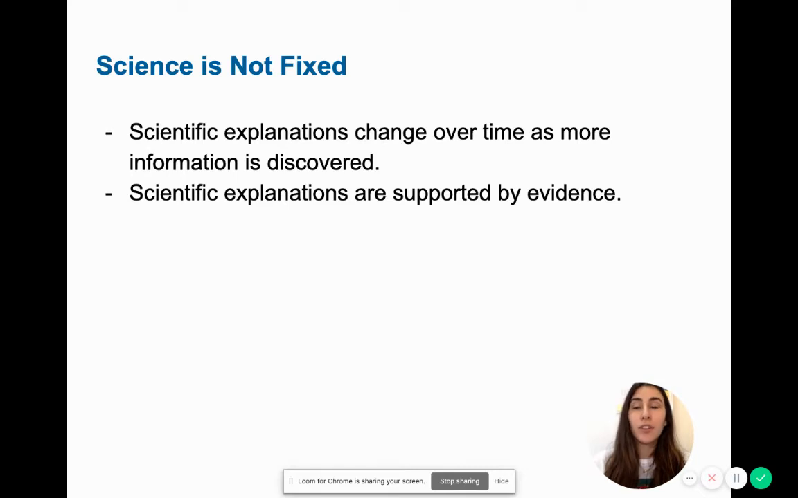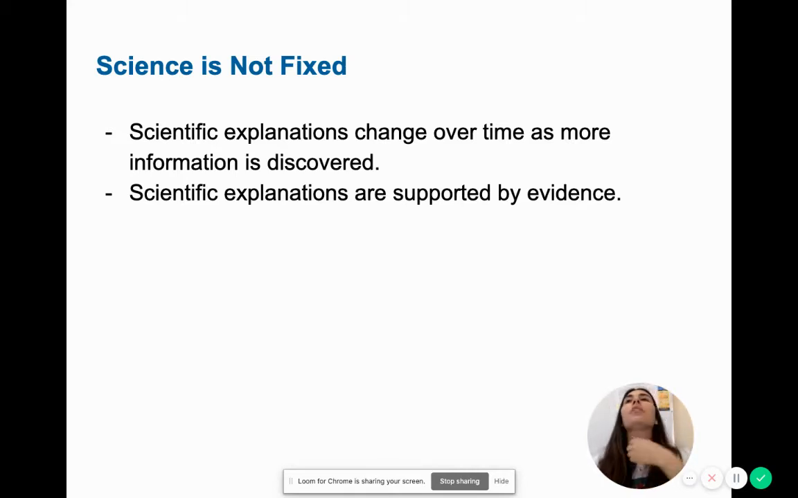A lot of the times there are certain theories out there that end up being disproven, and this can only happen through more experiments and more results and more evidence. Again, the key word here is evidence. So what I want you to basically take from this slide is that science is not fixed and it could be changed if new evidence comes about and disproves old, outdated theories.